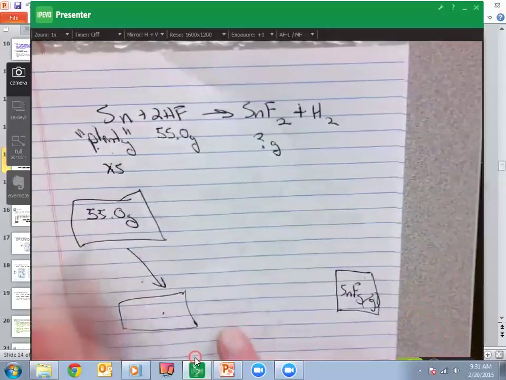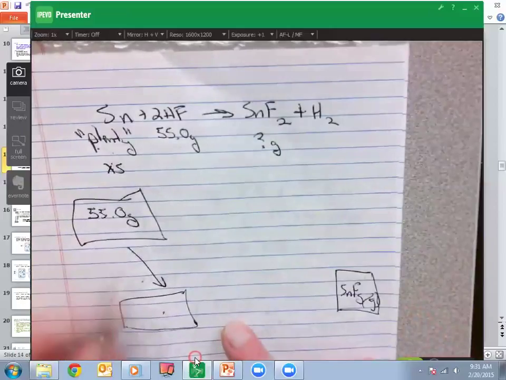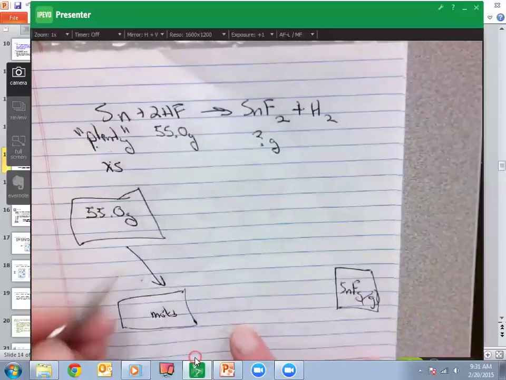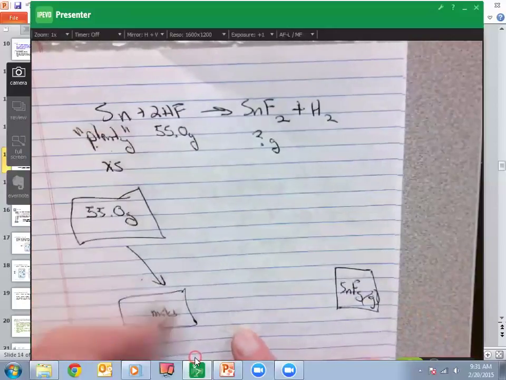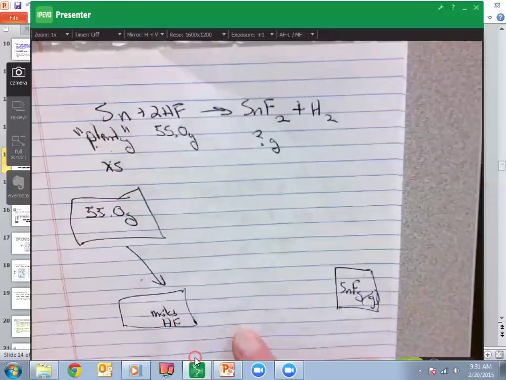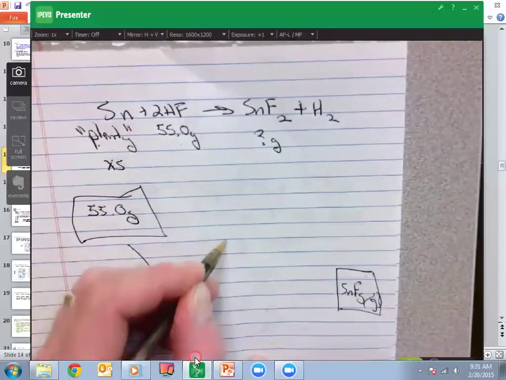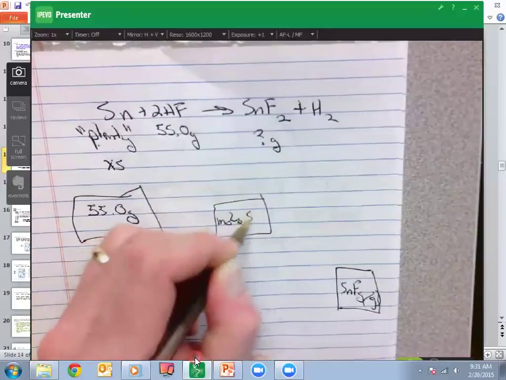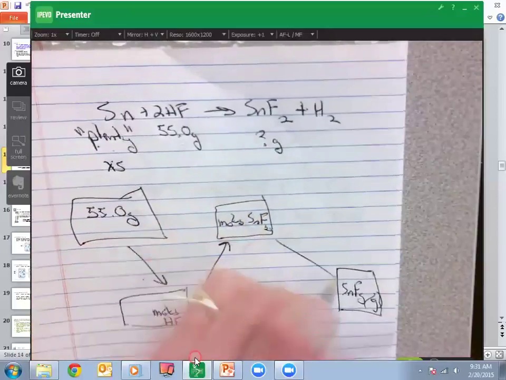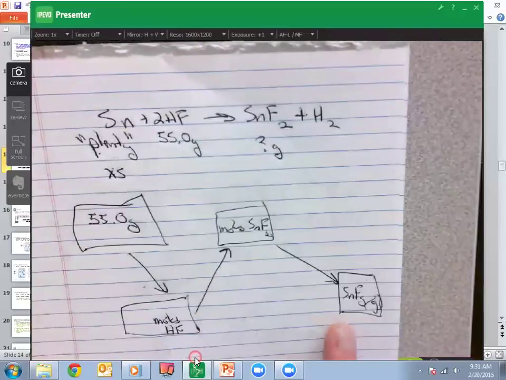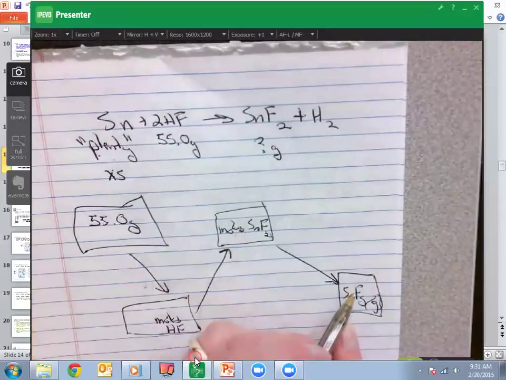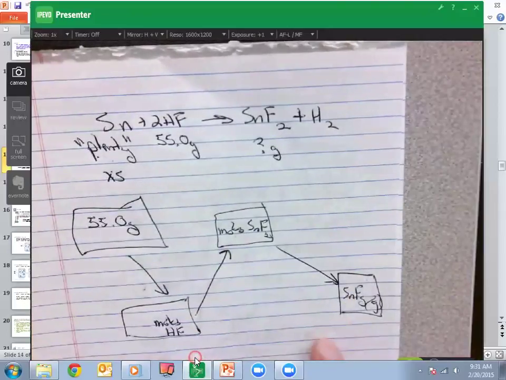So it's like, okay, wait a minute. We're in the gram world. We have to go into the mole world. Moles of, what is it again? Hydrogen fluoride. Then we're going to convert to moles of tin fluoride, and then we're going to convert from that to grams of the tin fluoride product. 1, 2, 3 calculations, except we do need molar masses.